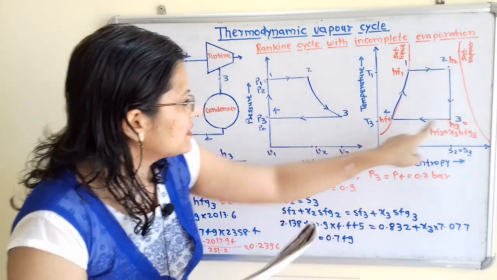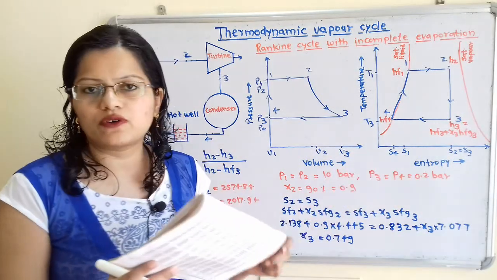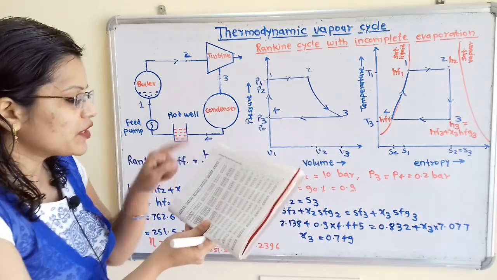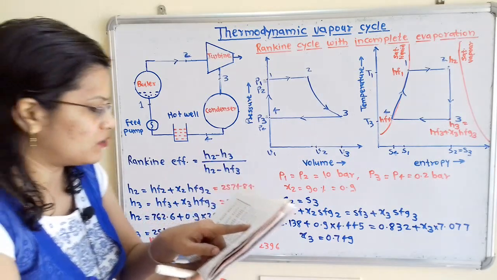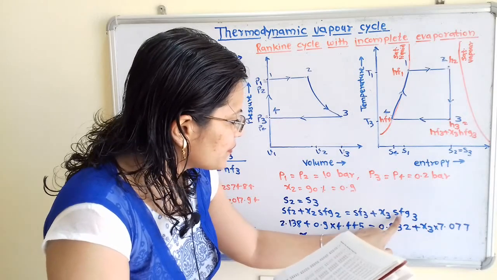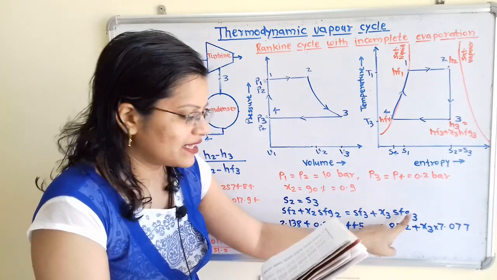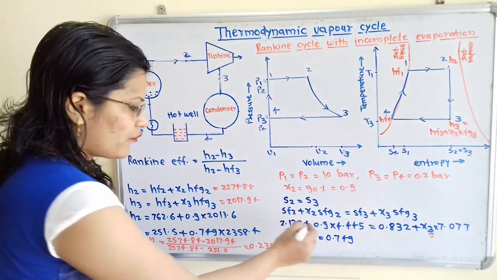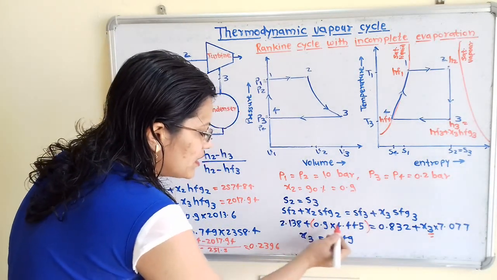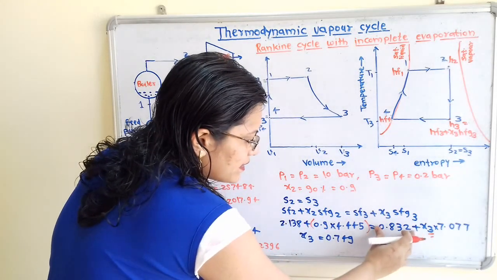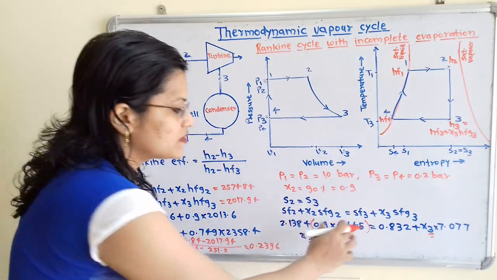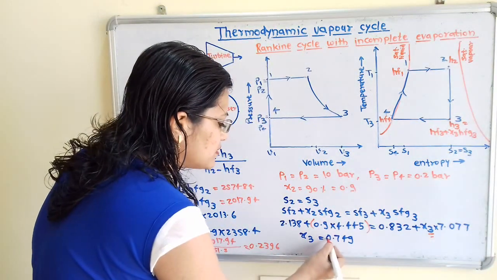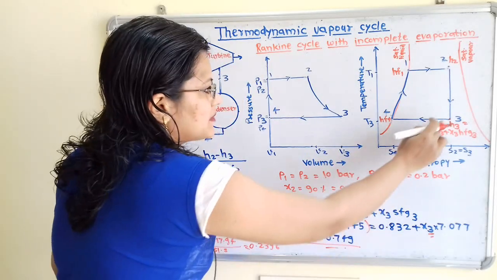At point 3 there is pressure P3. So P3 is equal to P4 is equal to 0.2 bar. Again at pressure 0.2 bar we will refer to the steam table. So here is 0.2, and again we refer to the SF value. SF3 is 0.832, and X3 we write as it is because it is unknown, and SFG is 7.077. Now there is only one unknown term. We first solve this bracket, that is the multiplication, then add this term, then take 0.832 to the left hand side, subtract it, and divide the whole answer by 7.077. So X3 is equal to 0.749. This is the dryness fraction at point 3.